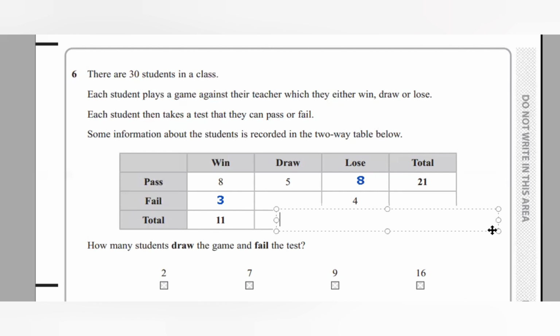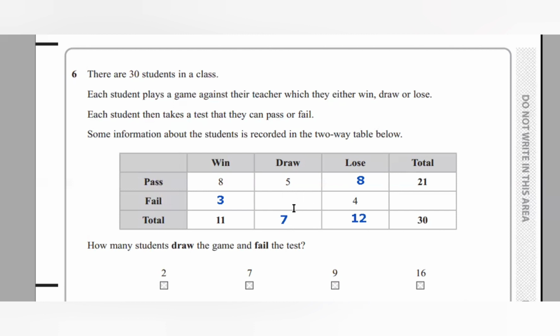So let's first find 11 plus 12. 11 plus 12 equals 23. And then what's missing from 30? Very good. It's a 7. So this is a 7. So 11 plus 7 is 18 plus 12 equals 30.